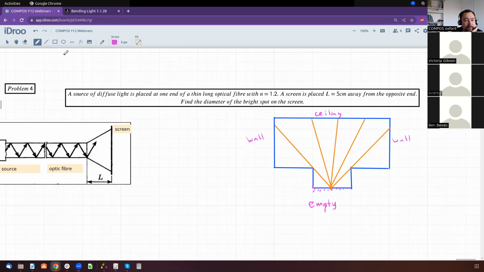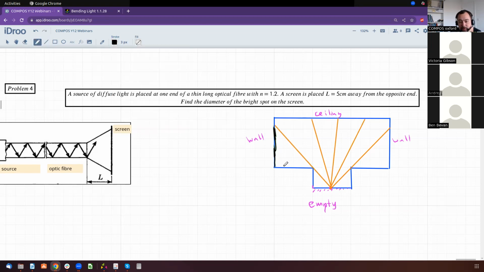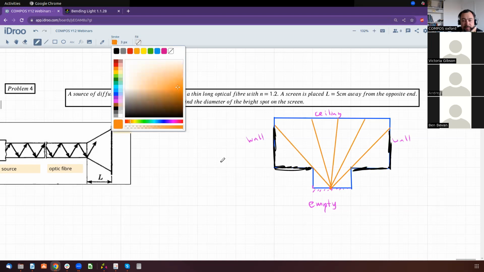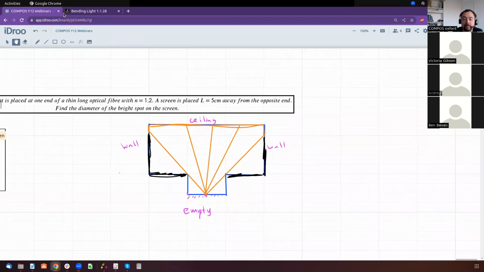So basically, this part of the wall and floor would not be lit. And this part of the floor and this part of the wall would not be lit. But this part of the wall and ceiling, they would be lit. Does that make sense? Do ask me a question if it doesn't.